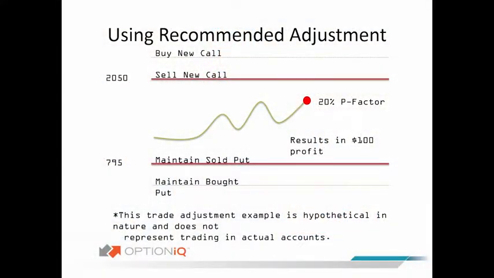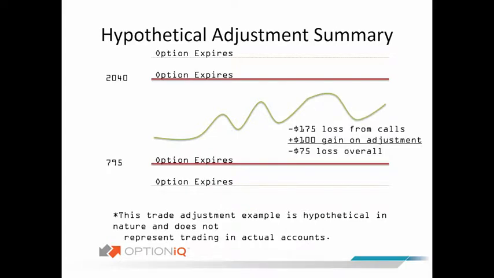So I took a $175 loss when I got out of the call side. Now I'm getting into a new call side and I'm taking in $100 in profit. So if you look at the result, if it stays within the boundaries, it never triggers a 40% P factor on the 2050, and it doesn't reverse and go all the way back down and threaten the 795 put that we originally sold, all of our options expire at expiration, and they expire worthless, meaning they're not worth anything.